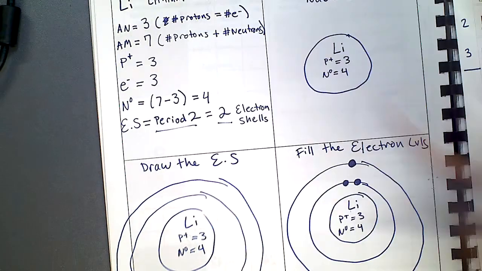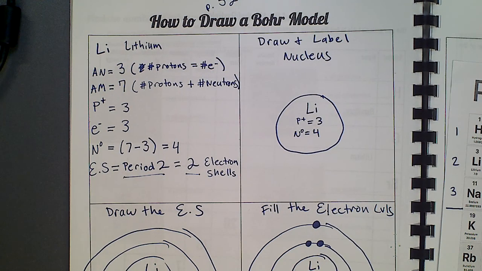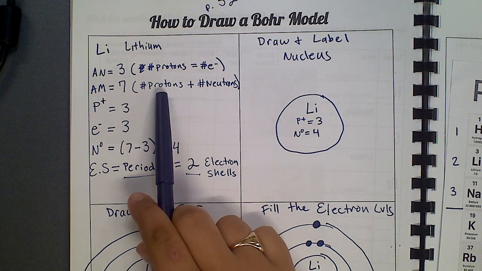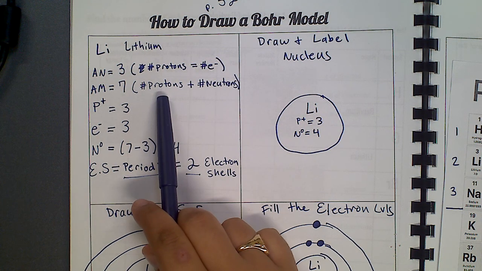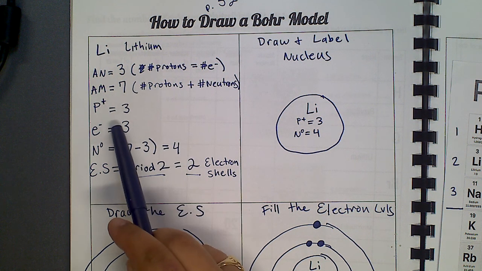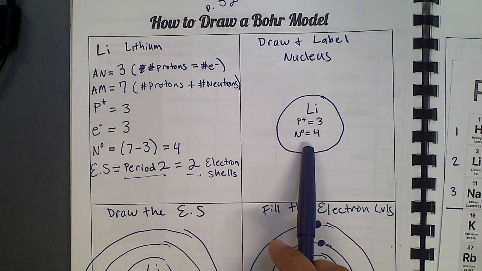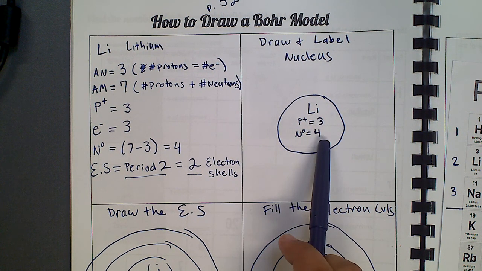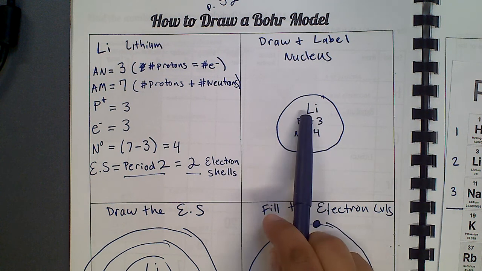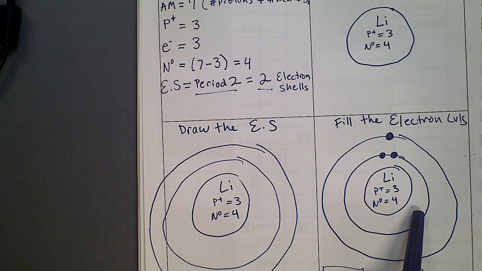I will do a quick review in case you need to. Step 1 is to find out all of the information you need using the periodic table. So I found my atomic number, my atomic mass, protons, electrons, neutrons, and electron shells. Then I drew my nucleus, labeling my protons and neutrons with my chemical symbol in the middle. Then I drew my energy levels, then I filled my energy levels.